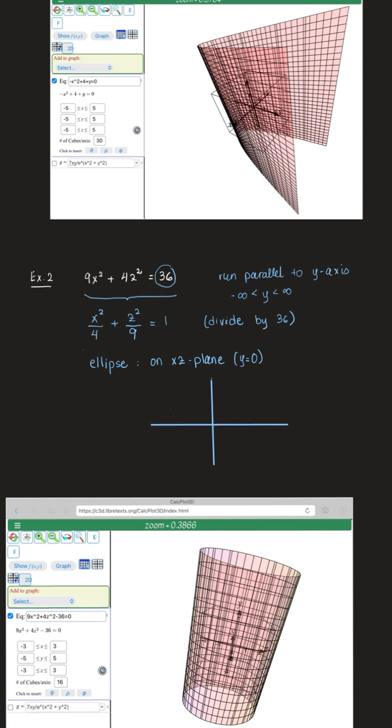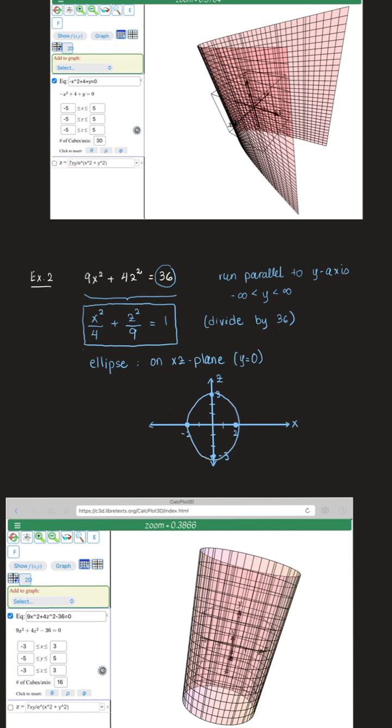I'm going to label the vertical axis as the z-axis, the horizontal axis as our x-axis, and because our standard form of the ellipse is x squared over 4, that means that along the x-axis we're going to go 2 units to the right and 2 units to the left to get the intercepts on the x-axis. And the z squared over 9 means we go 3 units up and 3 units down to get the intercepts along the z-axis. And that's going to give us an ellipse, which is the trace on the xz plane.